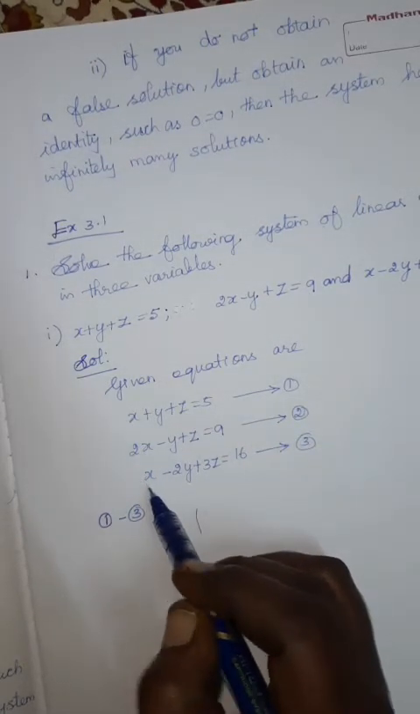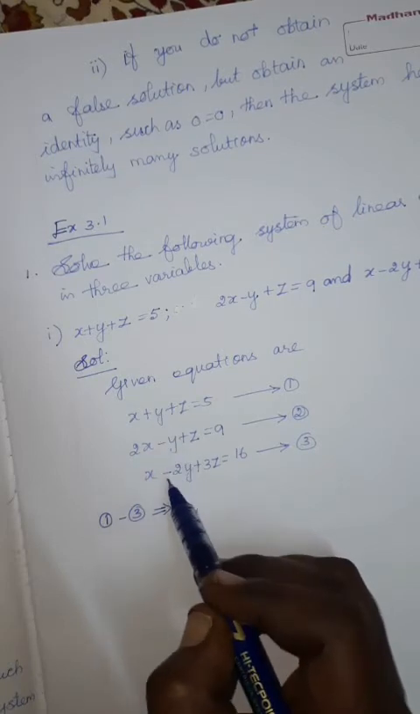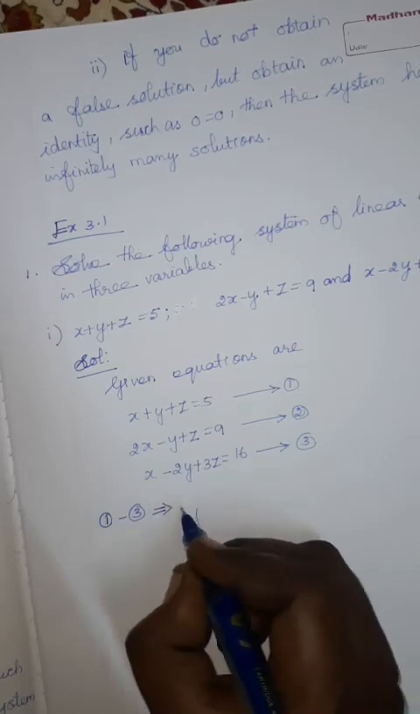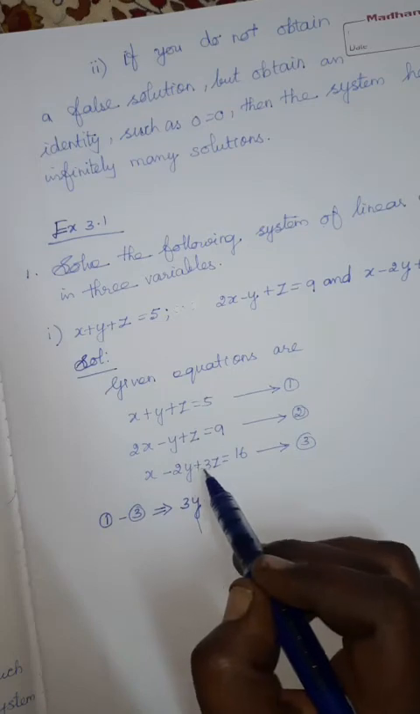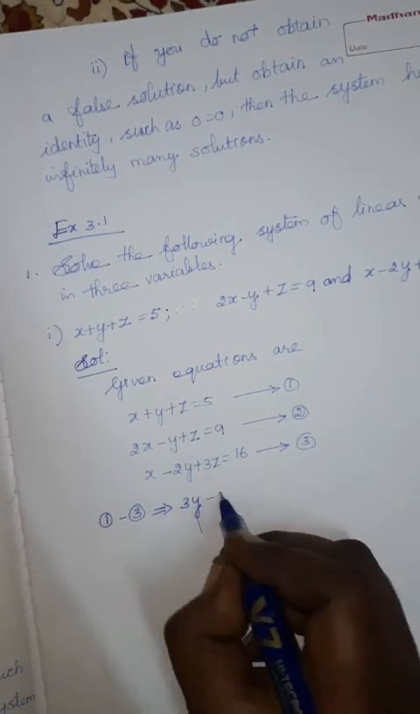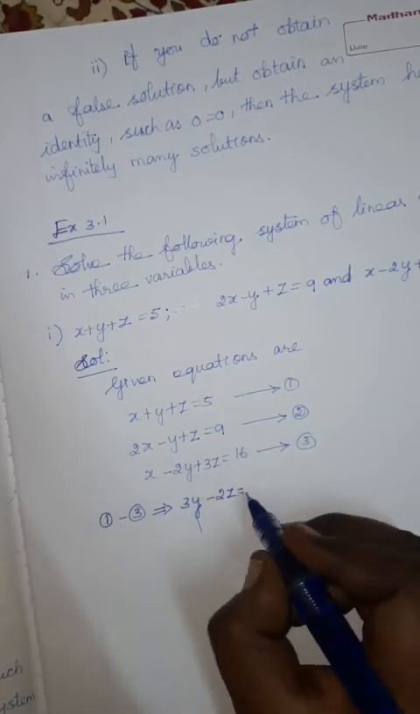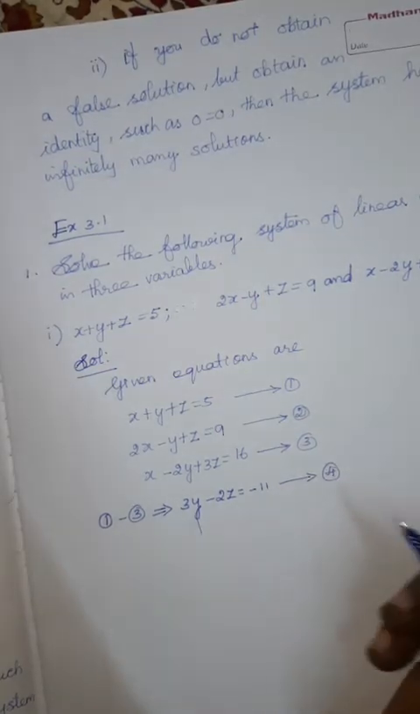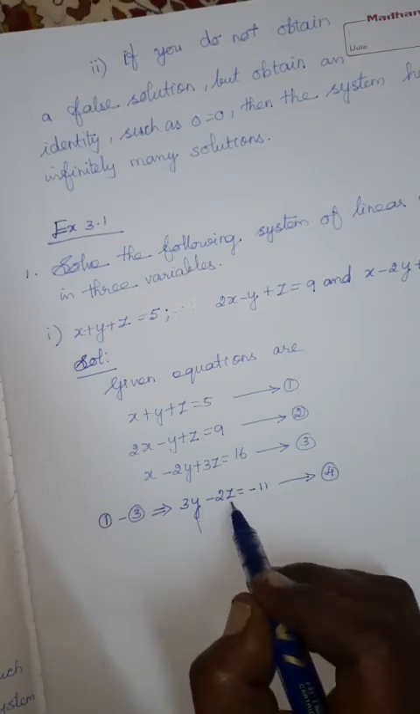So x minus x is 0. The term cancelled. Now y minus of minus 2y, it is y plus 2y, that is 3y. Next z minus 3z, so minus 2z equal to 5 minus 16, that is minus 11. You consider this is equation number 4. Okay, now we have y and z in the fourth equation.